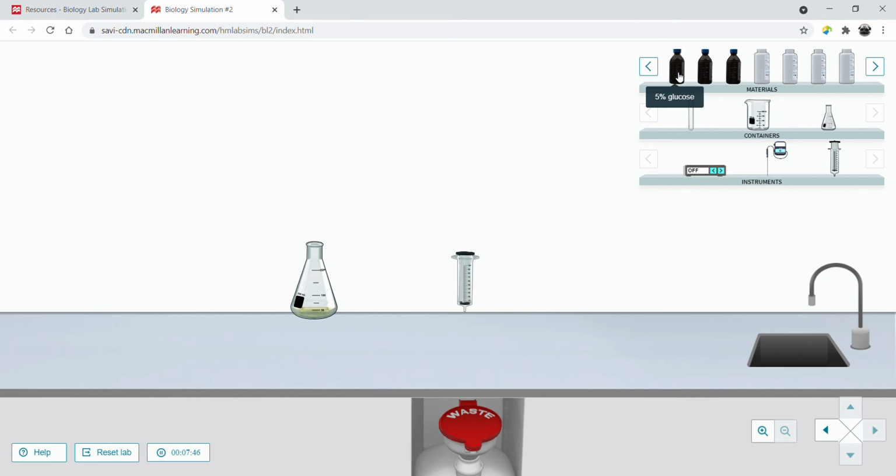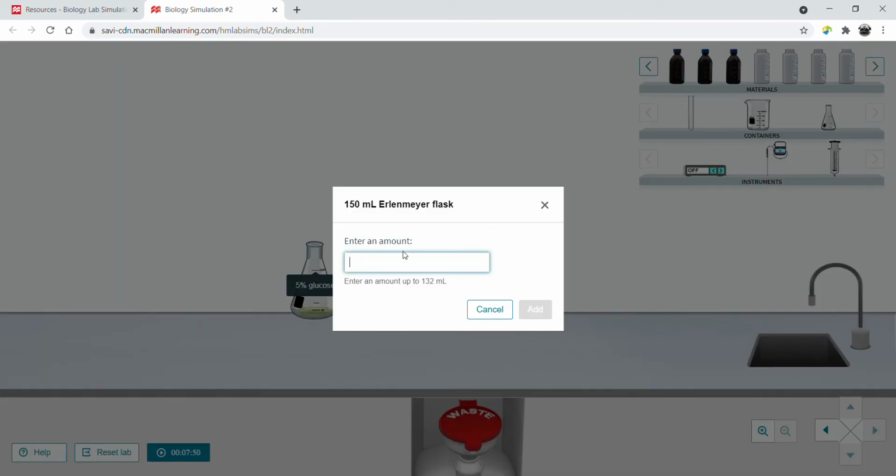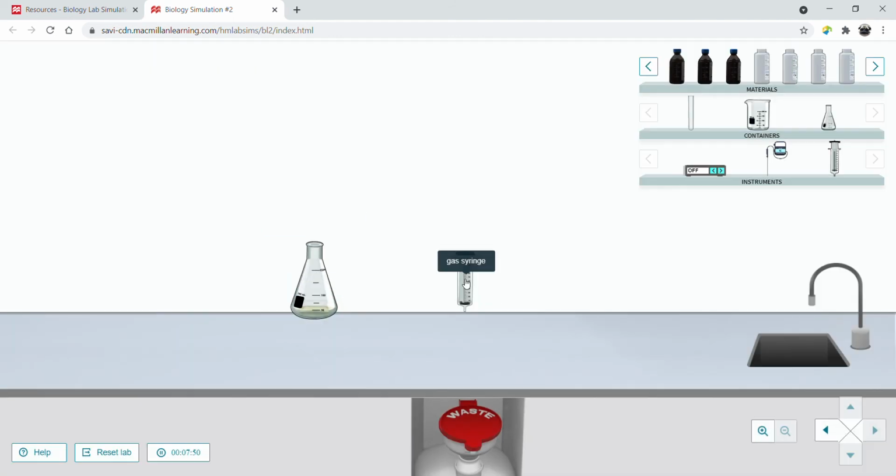All right, going to put the glucose in, and it's at 7:50. Let's put that syringe on, and it's going to be 8:50 that we are going to take the final reading of the syringe.